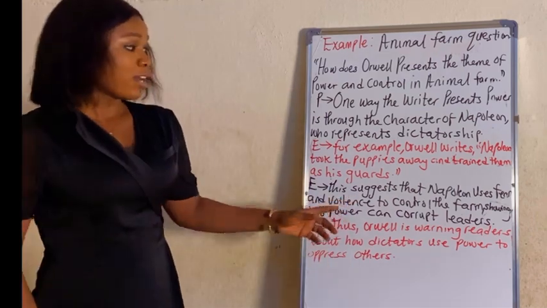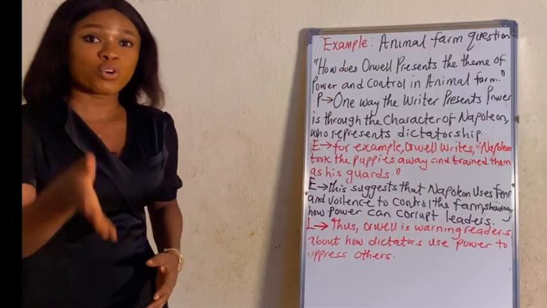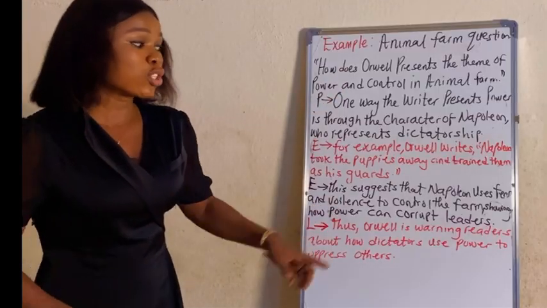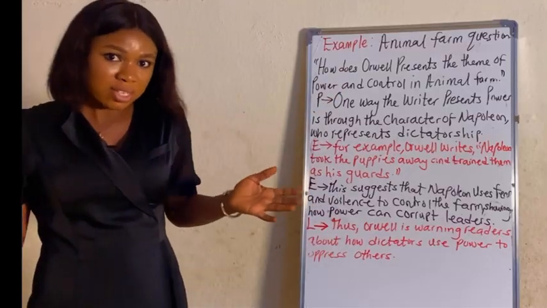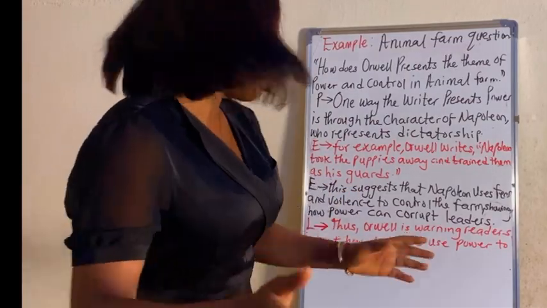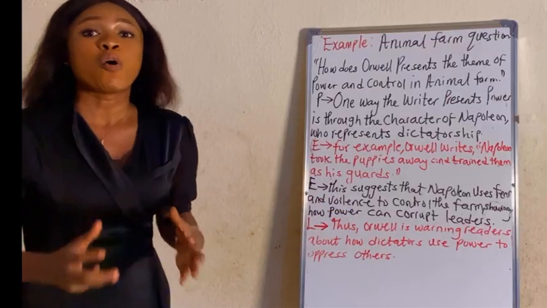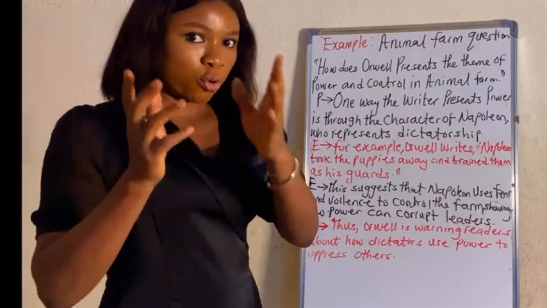I have shown you that everything I've said, the point and the evidence, is trying to show us that he uses power and violence to control the farm. Because why else is he training dogs to be his guards? He wants to use power and violence to control the animals, control Animal Farm, and how power can corrupt leaders, how it can lead to corruption.